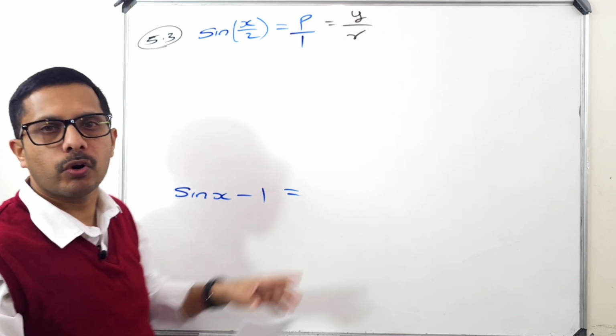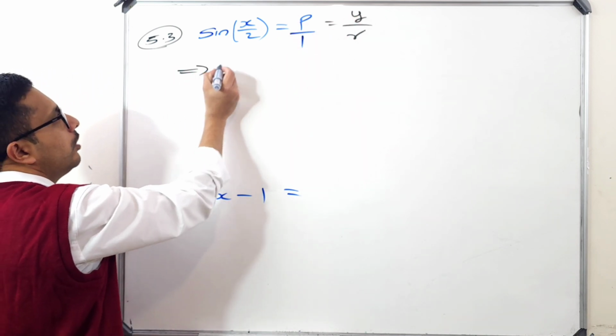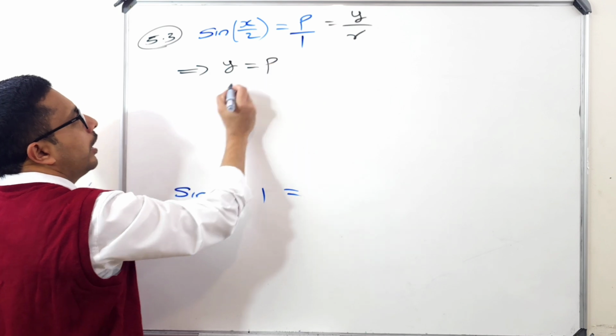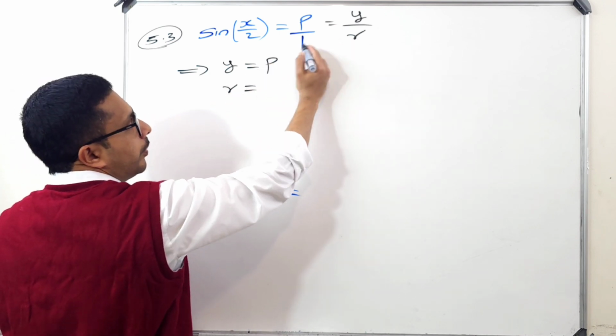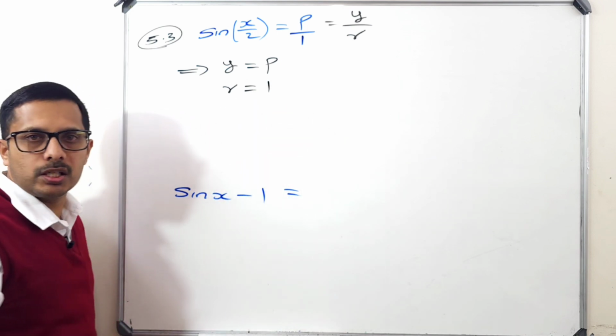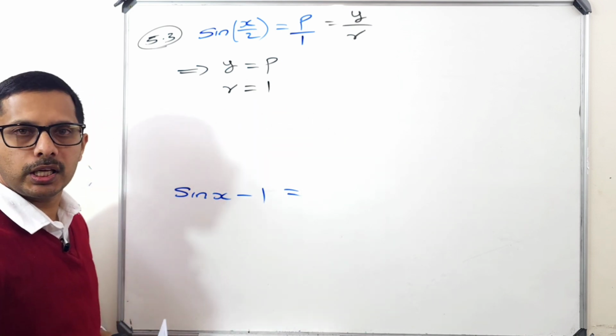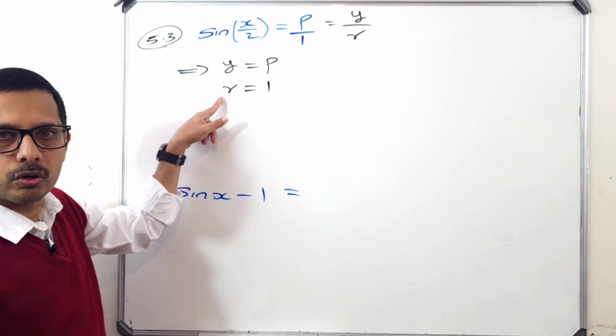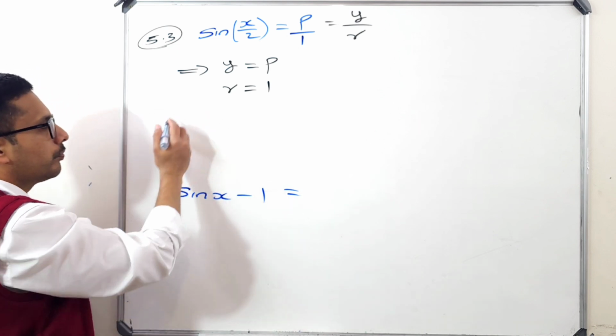So what is the value of y? It implies that the value of y is equal to p, and what is the value of r? Denominator, what is the value of r? It is 1. So the value of r is equal to 1. So which one is not there now? The value of x is not, just like a previous question. So how can you find the value of x?